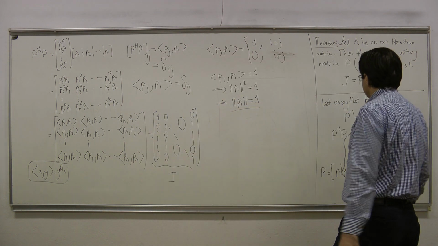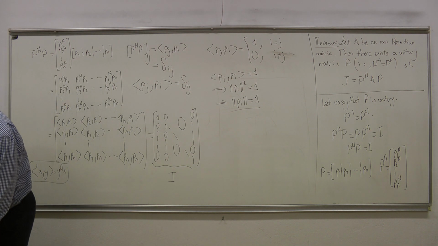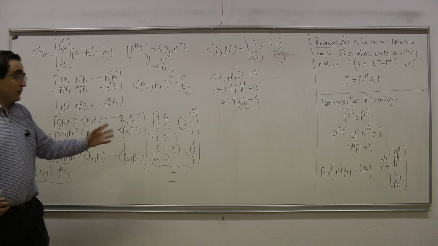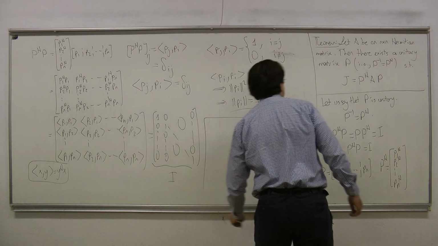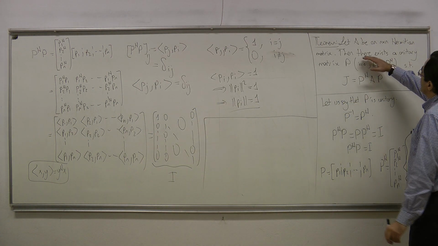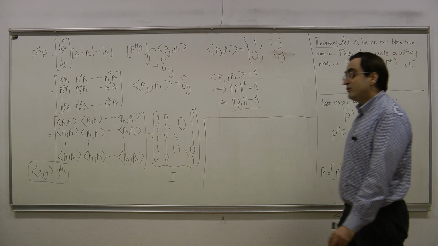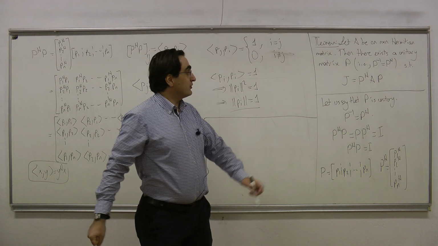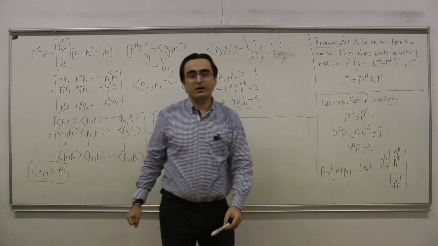So this is the property of a unitary matrix: its columns are orthonormal. Now, what about the theorem here? The theorem is suggesting that you can always find a basis change matrix P, which is unitary, that would satisfy this equation: J is equal to P Hermitian A P.